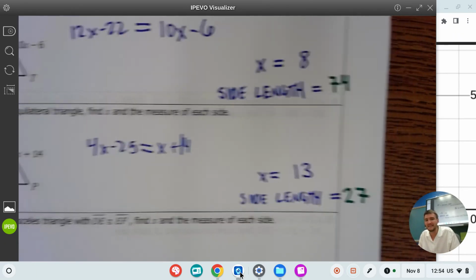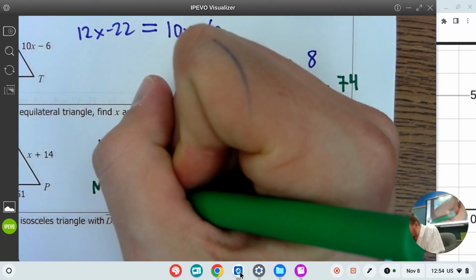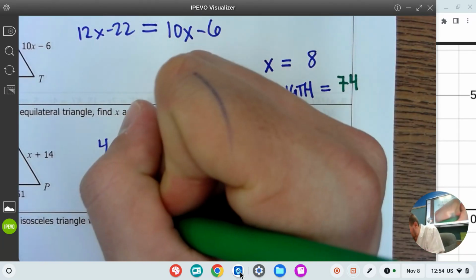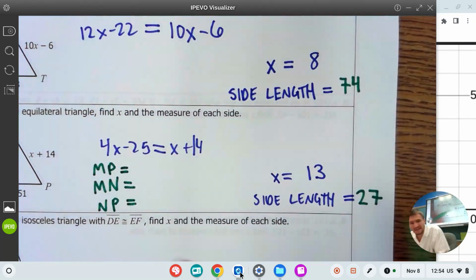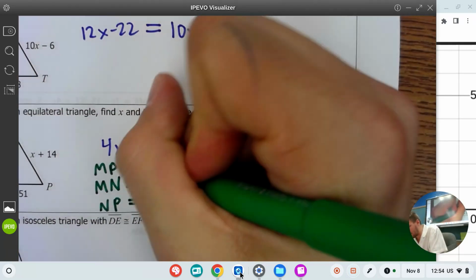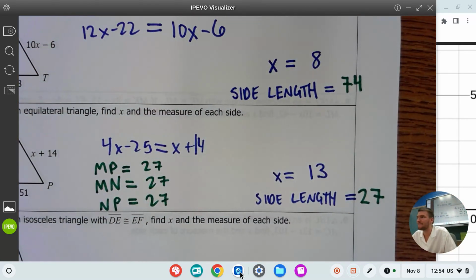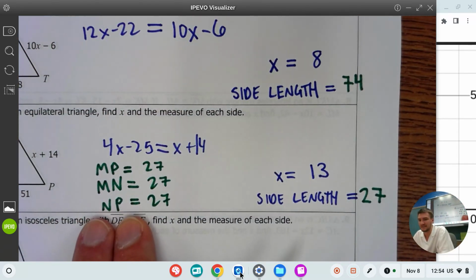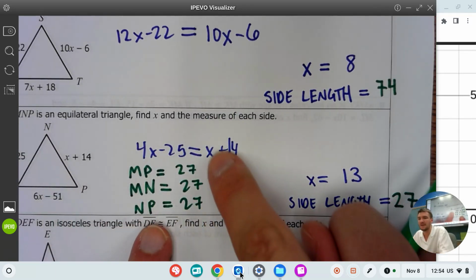Now, you might see a question where it looks like this. It says, like, what is MN? What is NP? What is MP? And it lists all the different sides. And the answers are 27, 27, 27. So if you see something like this, don't be scared. That's just the three different sides. And we know they're all the same. They're all 27.